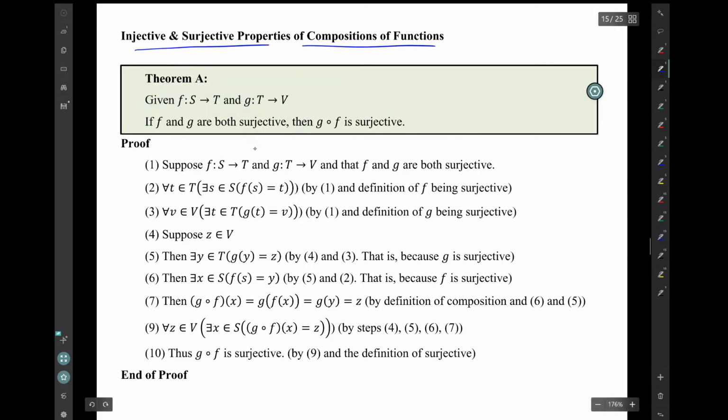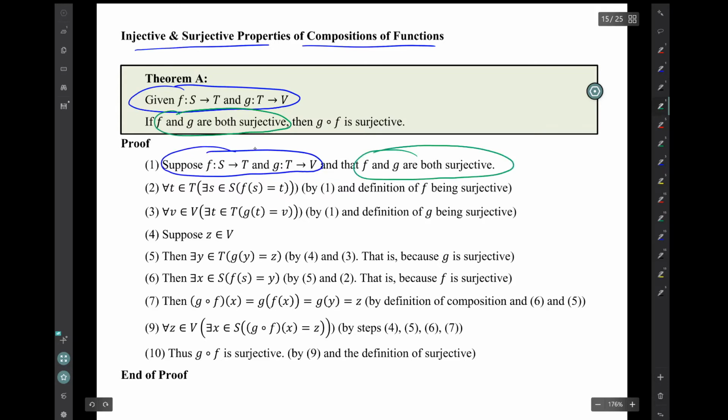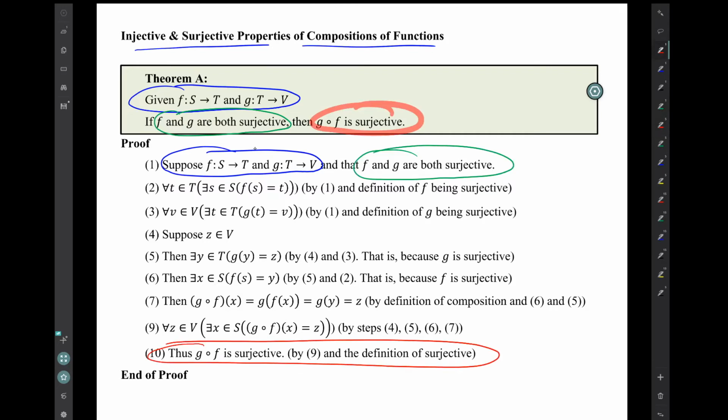Now, how do we prove that? Well, here we have to do a direct proof. Remember the form for a direct proof. You start with statement 1 that introduces functions that are mentioned in the preamble to the proof and that satisfy the hypothesis. And we have to end the proof by having a statement that says that those functions satisfy the conclusion.